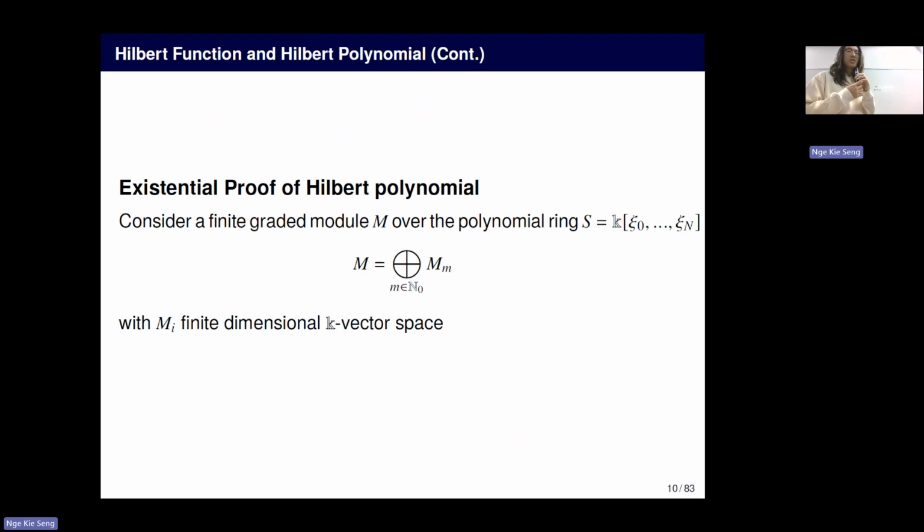Right. So before that, I'm going to explain the existence of this Hilbert polynomial, not using V here, but using a finite graded module over a polynomial ring. And this polynomial ring is defined by k over x_0 to x_n. And since it is a graded module, we're going to write it as the direct sum of these M_m. They are all finite dimensional k vector spaces. So to prove this, however, we are going to use induction on n. You will remember that n here is the subscript of the largest variable in the polynomial ring.